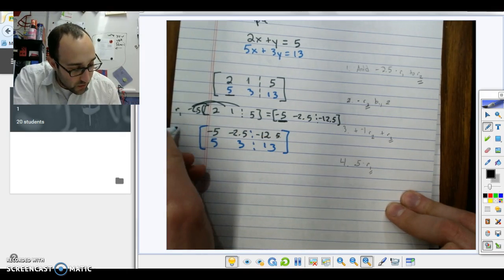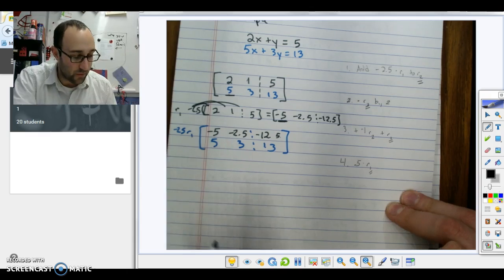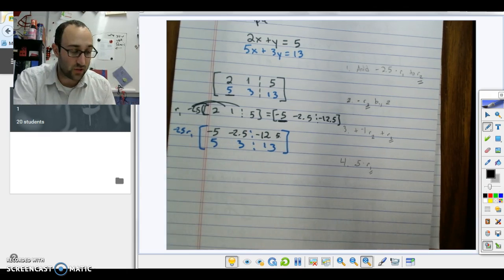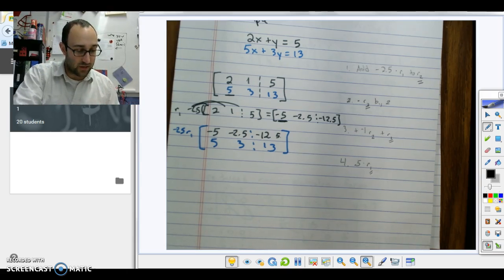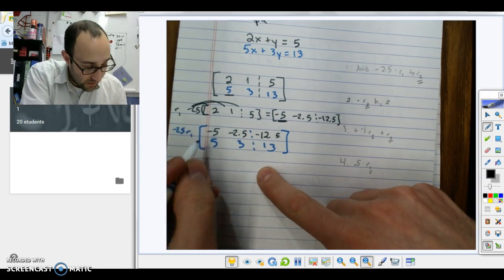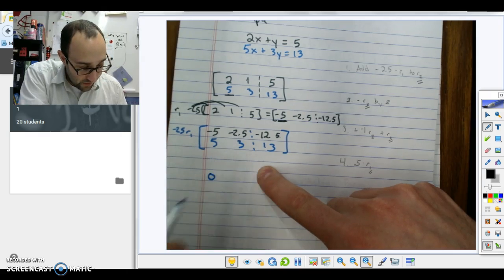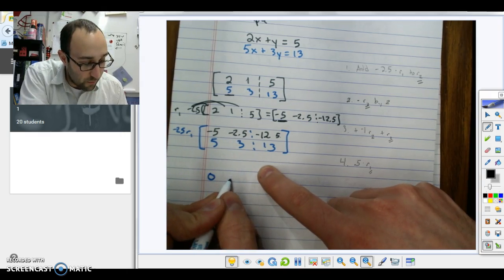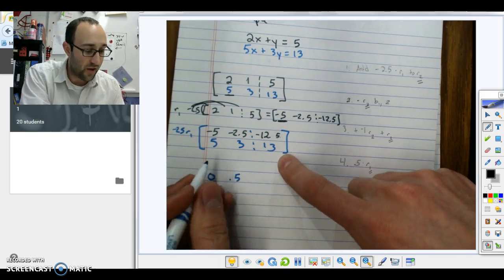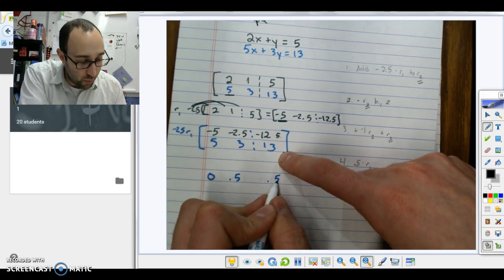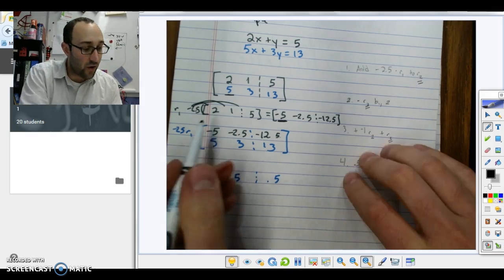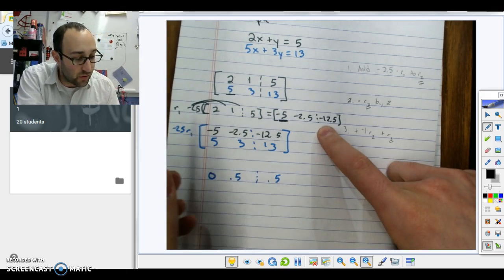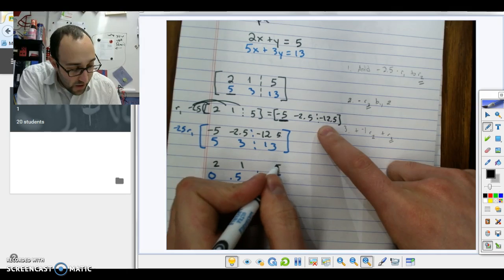So that's negative 2.5 times R1, and now I'm going to add these two together and put that in my second row. My second row is going to look like this. Negative 5 plus 5 is 0. Negative 2.5 plus 3 is 0.5. And negative 12.5 plus 13 is 0.5. I'm only changing that row. The other row I'm going to leave as the original, so even though I did all this work here, I'm going to keep the original 2, 1, and 5.